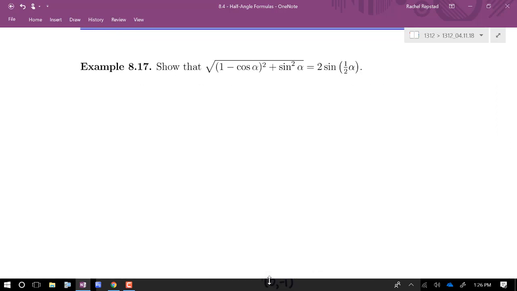Oh, this one looks fun. All right, we're going to show that this stuff on the left side is equal to 2 sine of 1/2 alpha. We can sort of see where maybe the half angle identity might come into play here. The arguments inside functions on the left side are alpha. On the right side, they're 1/2 alpha. So it seems plausible that we might find a half angle identity useful.